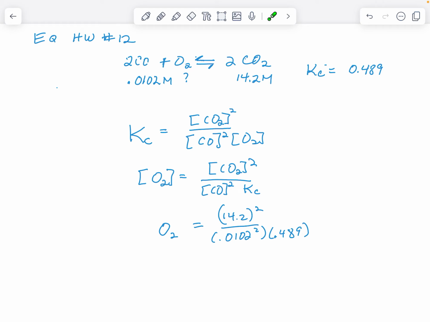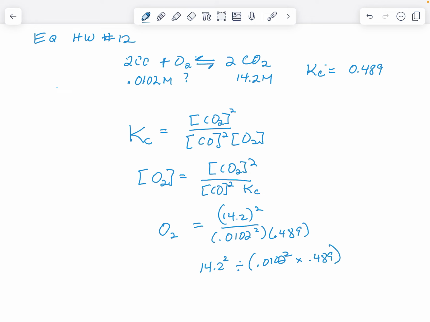For this one, I don't think I have my calculator with me. I don't. But when I'm doing this calculation, I would do 14.2 squared, and then I would use the division sign, and then I would do 0.0102 squared, and then inside the parentheses I would do 0.489.